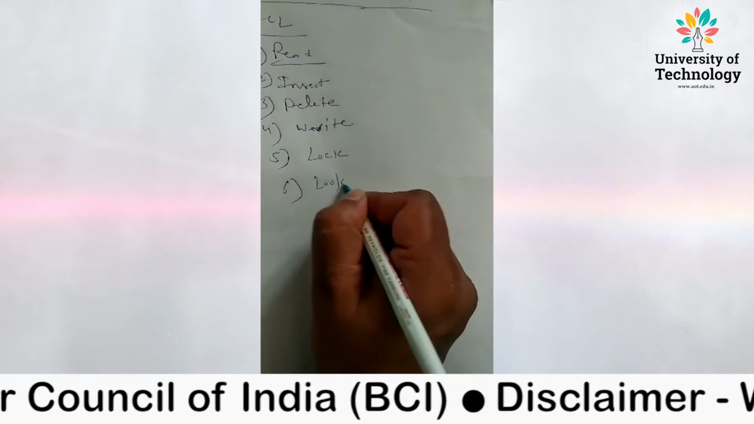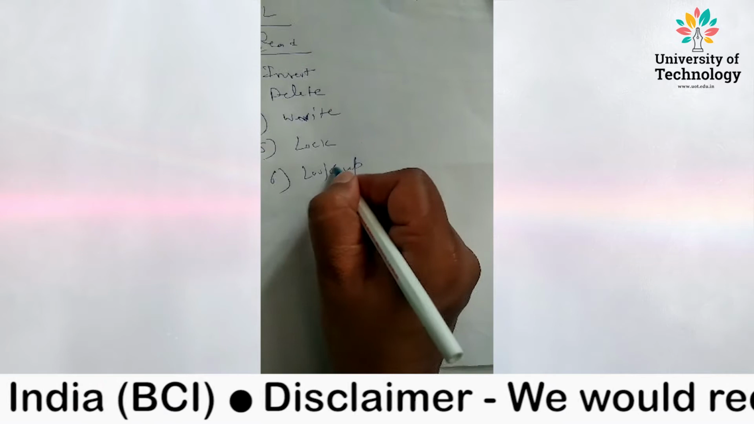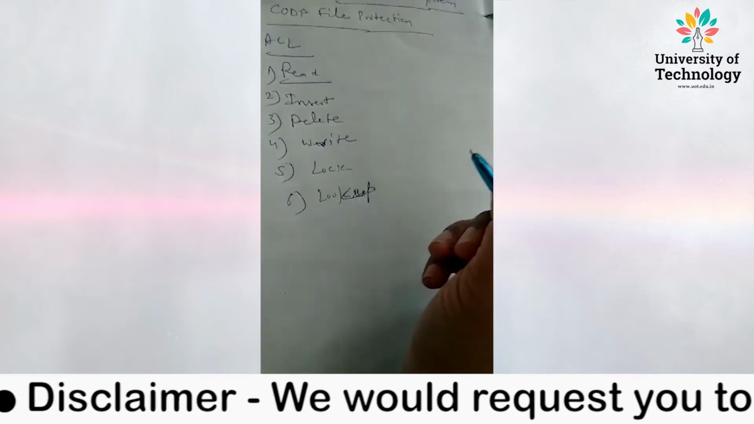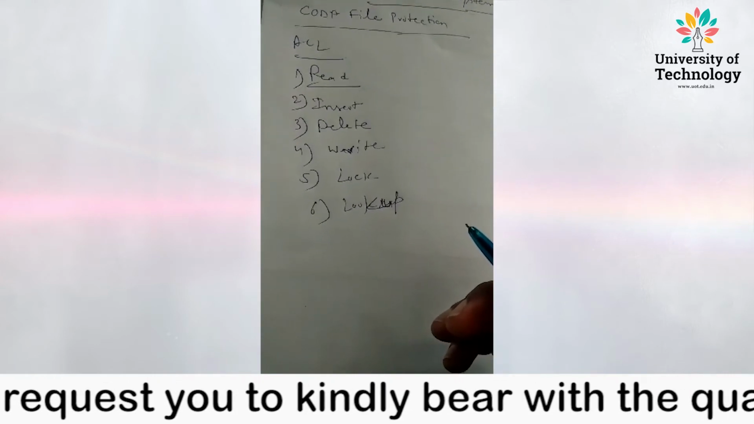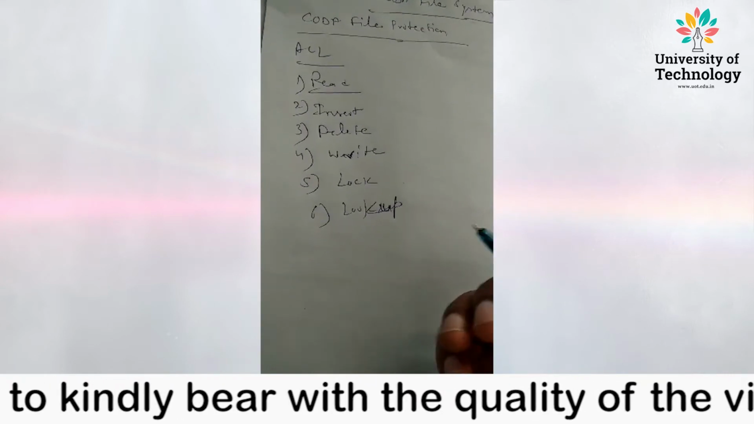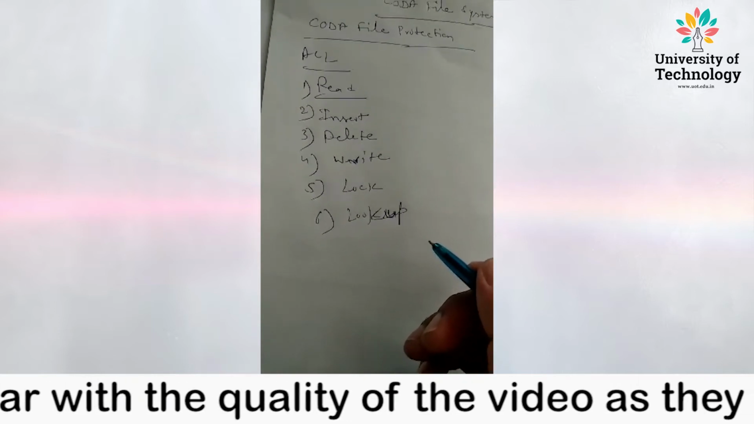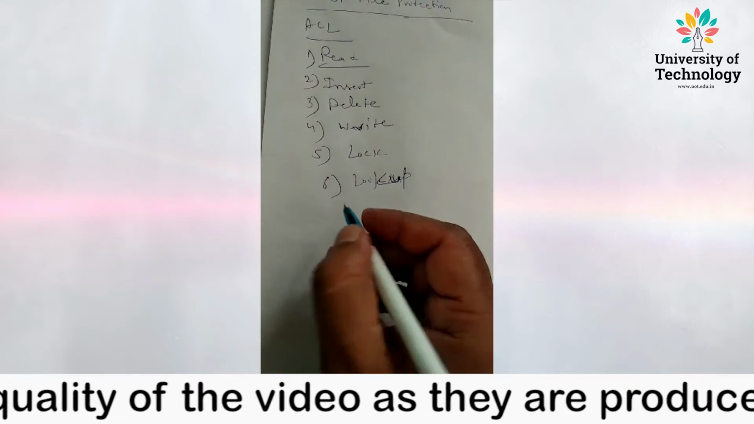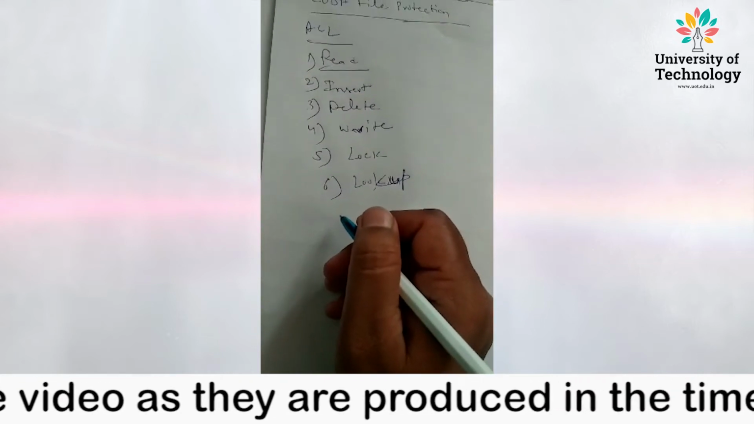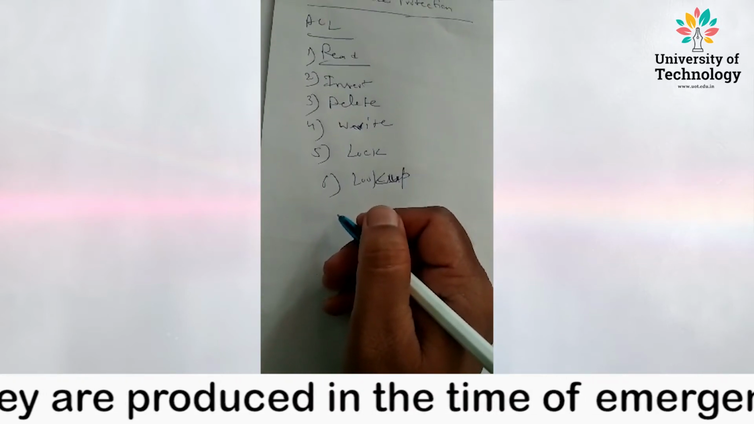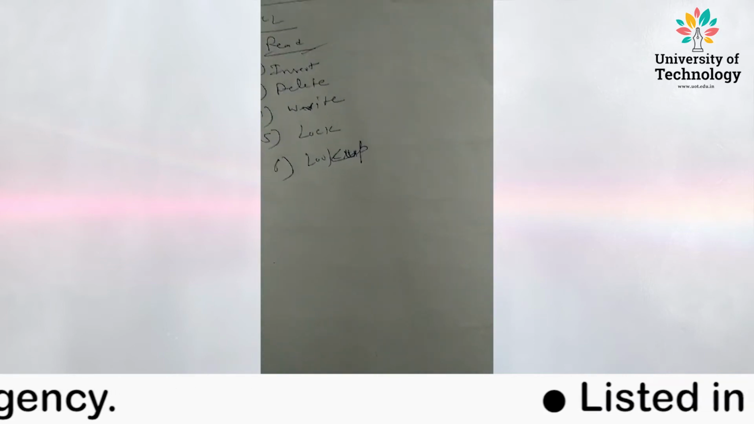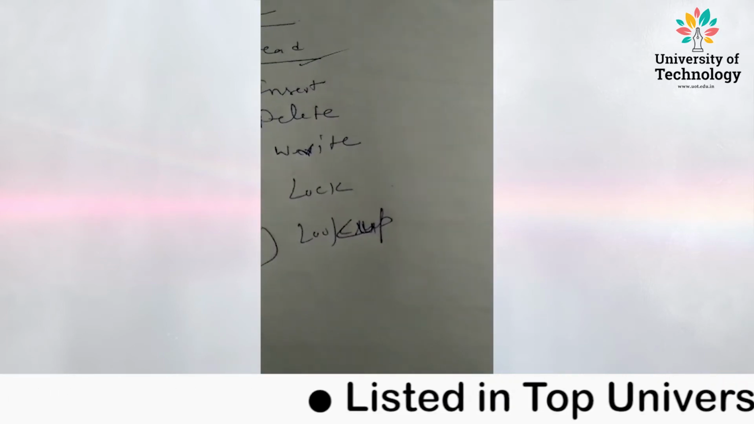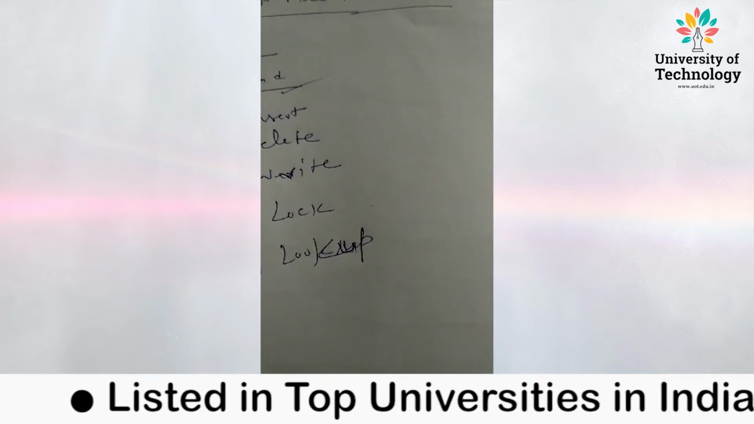Lookup allows the user to obtain status information about the files in the directory. An example is to list the directory contents. And next is administer. It allows the user to change the directory's access control list. So we have to focus on read, insert, delete, write, lock, lookup, and administer.